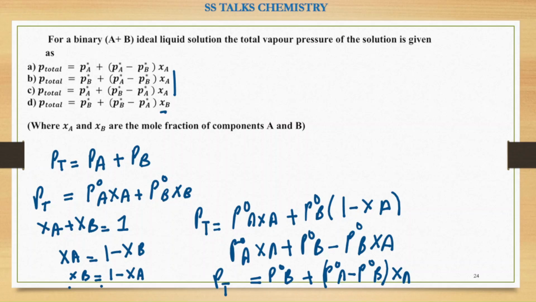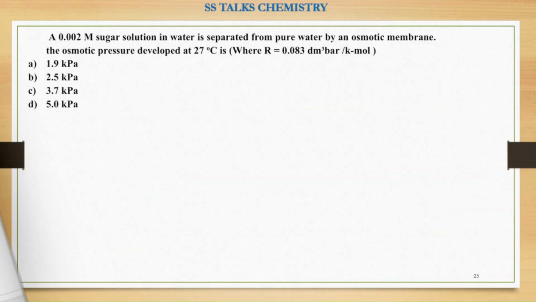We can see it is given to us in option B over here: P total is P naught of B plus P naught of A minus P naught of B into XA. So the correct answer is option B over here. Okay. Moving on to the next question we have is this one.